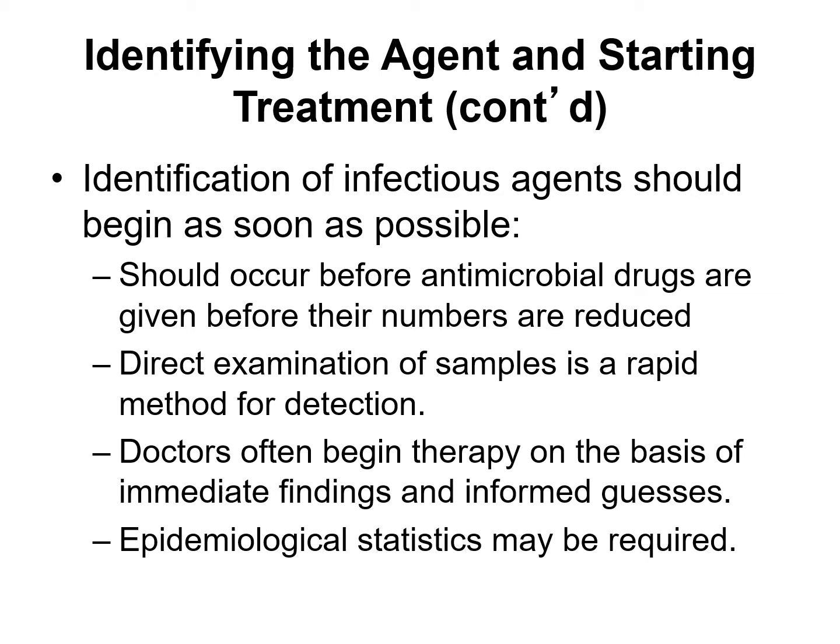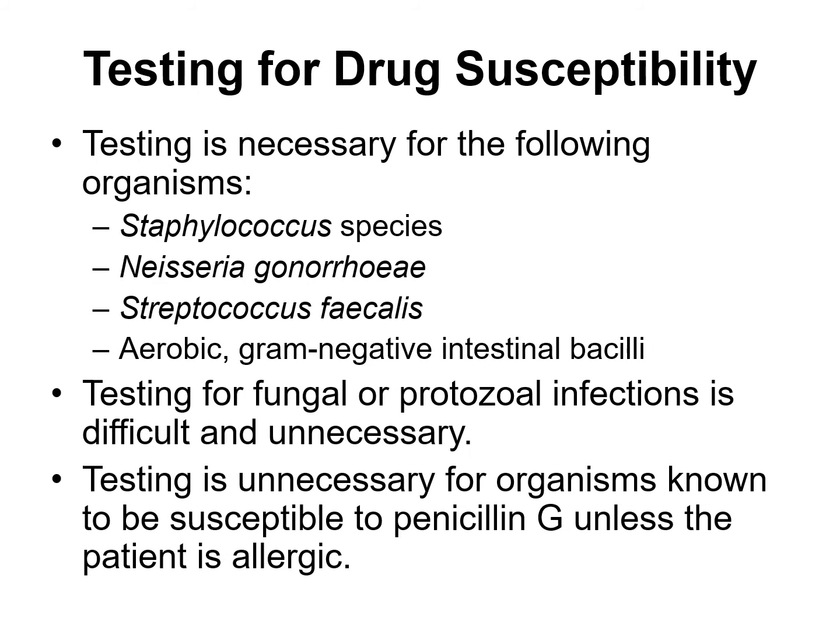And epidemiological statistics also may be required. So, testing for drug susceptibility. Testing is necessary for the following organisms: Staphylococcus species, Neisseria gonorrhoeae, Streptococcus faecalis, however you say that, and aerobic gram-negative intestinal bacilli. So these are going to be things like Shigella, Salmonella, Escherichia coli, things like that. Testing for fungal or protozoal infections is difficult and unnecessary. Testing is unnecessary for organisms known to be susceptible to penicillin G unless the patient is allergic to that medication.